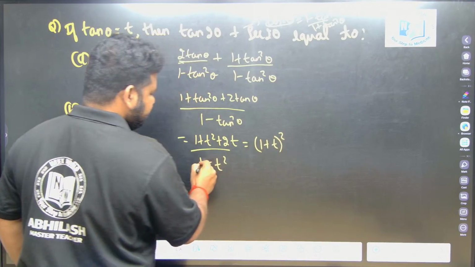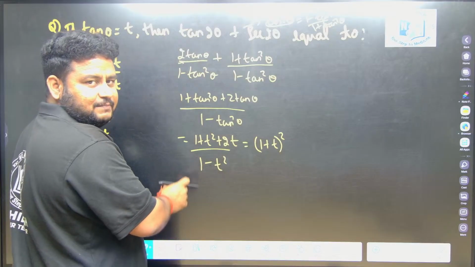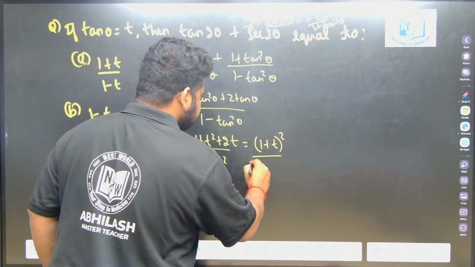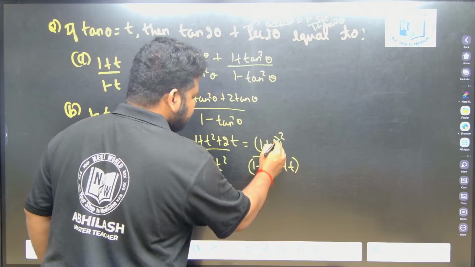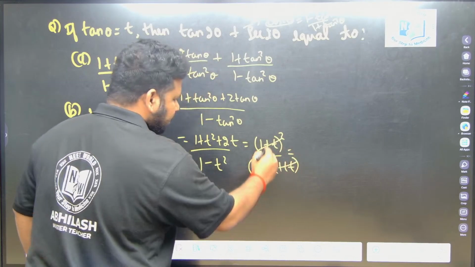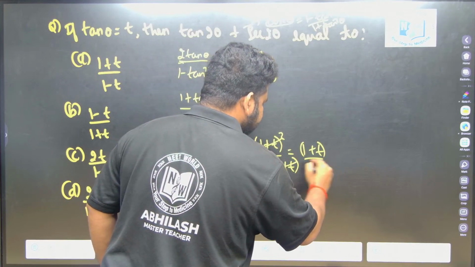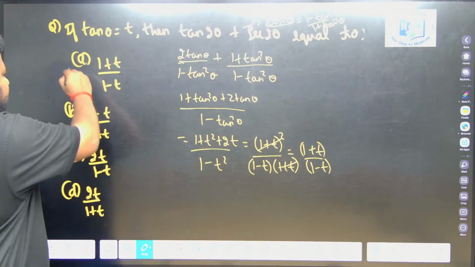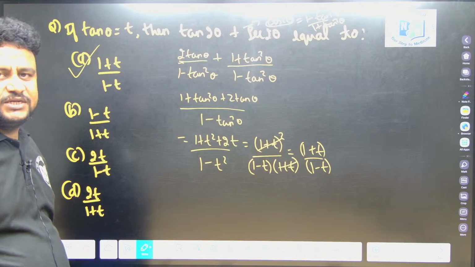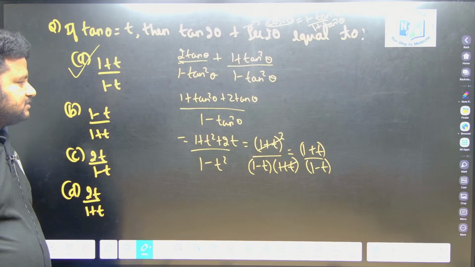And this is of the form a square minus b square, which is a minus b into a plus b. So this I can write as 1 minus t into 1 plus t. So this and this I can cancel, and 1 plus t will be there, because this is square. 1 plus t by 1 minus t will be the answer, which is nothing but option A, friends.